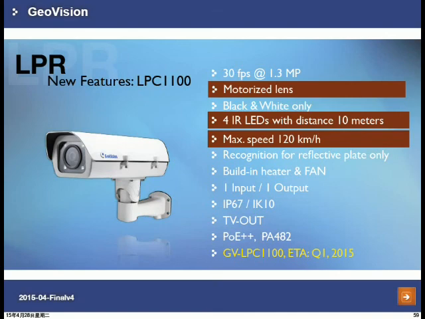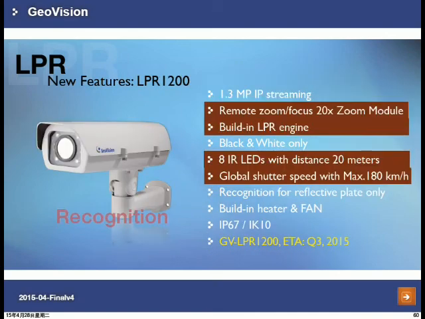Let's take a look at the next camera. The previous one is a capture-only camera, and this is a camera for recognition. The model name is LPR1200. This camera is also a 1.3 megapixel camera, and it also supports a motorized lens. And this is a camera with a built-in LPR engine. What does this mean? It means that you don't have to connect this camera to either our multicams or VMS to do further analysis. This camera can actually recognize by itself.